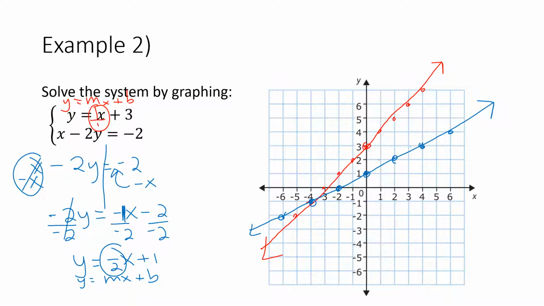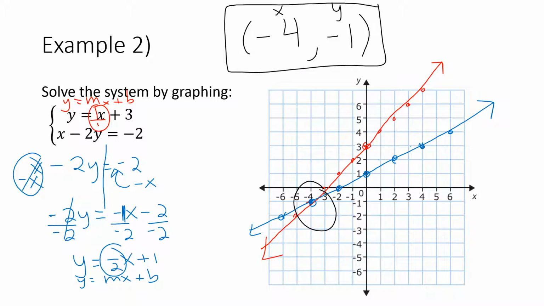Here we can see that they intersect at negative 4, negative 1. So negative 4 is the x-coordinate and negative 1 is the y-coordinate.